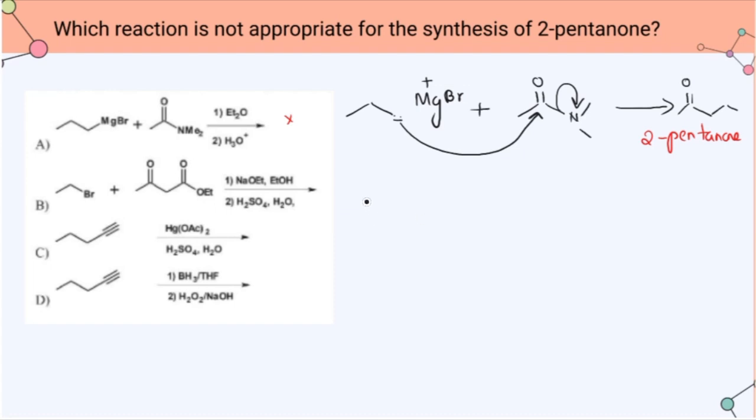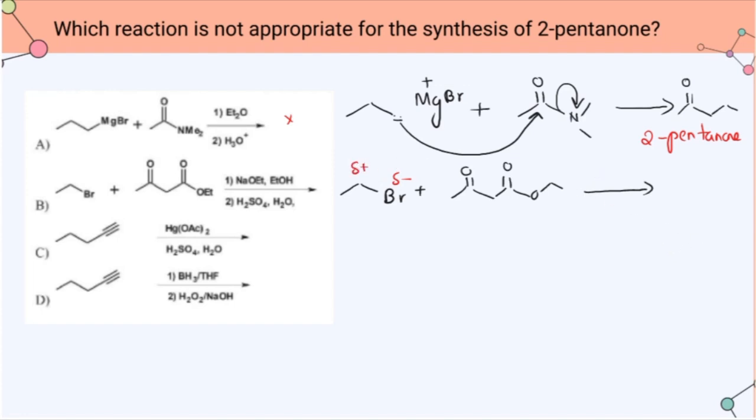Let's check the second reaction. There is ethyl bromide. It is treated with the keto-ester in the presence of sodium ethoxide in ethanol. What should be the first reaction? If you are not understanding what to do here, very simple, you just try to polarize the molecule. Bromine is electronegative, so partial negative, and this is partial positive.